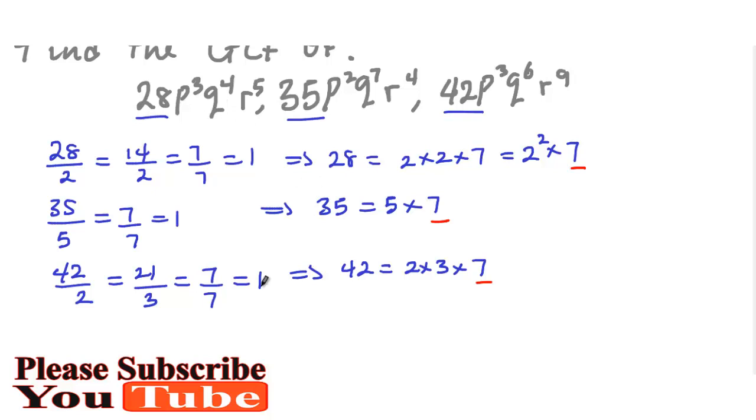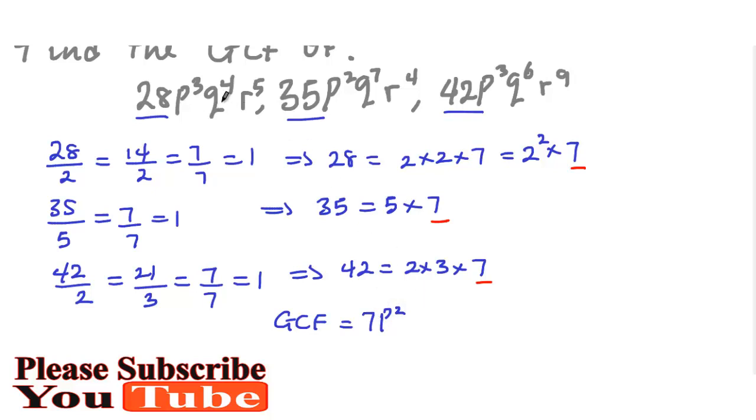Then let's go to P. Now for P, let's put it this way. We can say that the GCF will now be 7, right? Then for P, this is P cubed, P squared, P cubed. So we pick P squared. We are focusing on the smallest power. So that will be 7p squared.